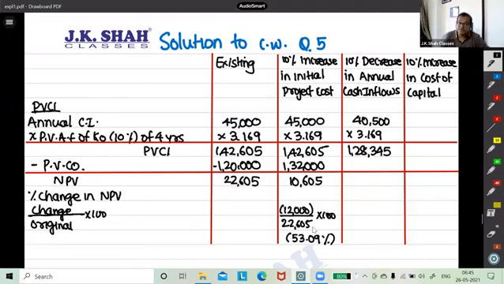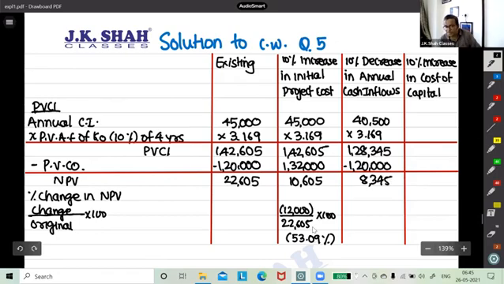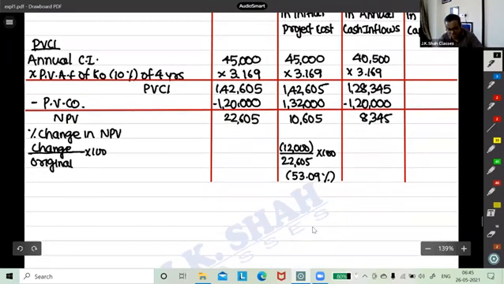Now what will happen with PVCO? PVCO will remain the same. Copy the original one, that is 1,20,000. So here you will get 8,345. Now you know how to calculate the change, right? So 8,345 minus 22,605, whatever it gives me.